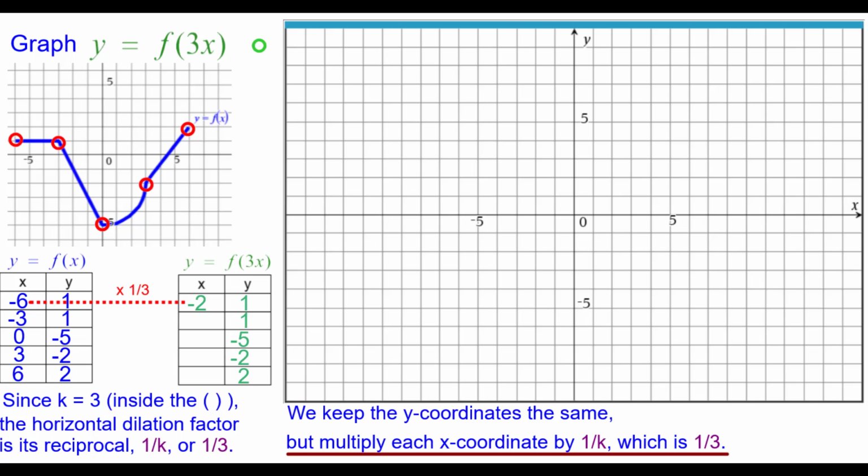So -6 times 1/3 is -2, so we'll plot (-2, 1). -3 times 1/3 is -1, so (-1, 1). And go ahead and finish the table and plot the points. Press pause and then resume when you're ready.